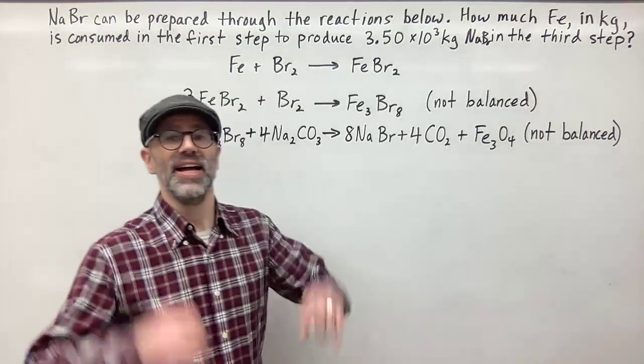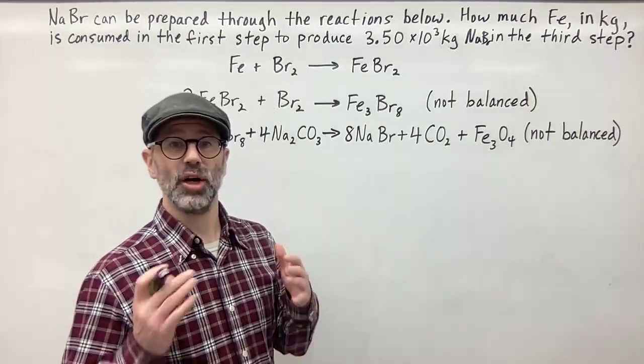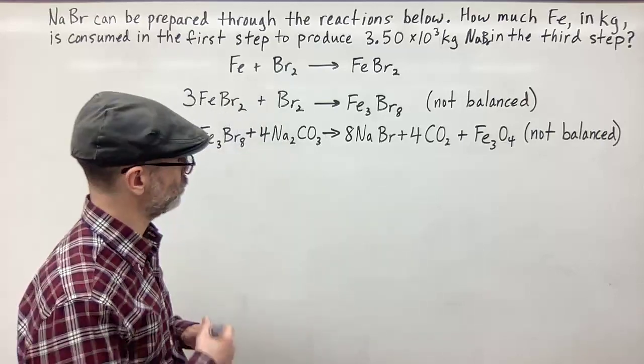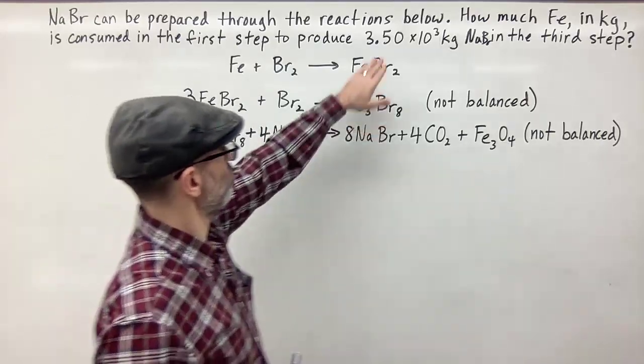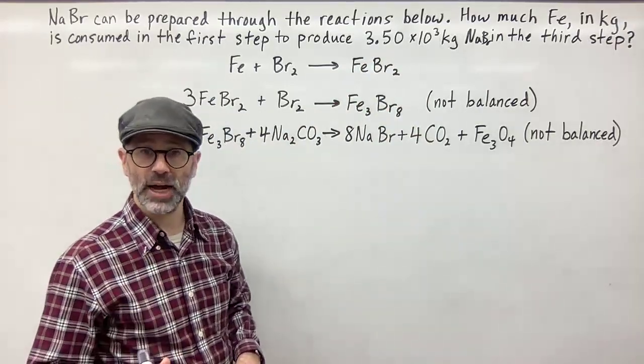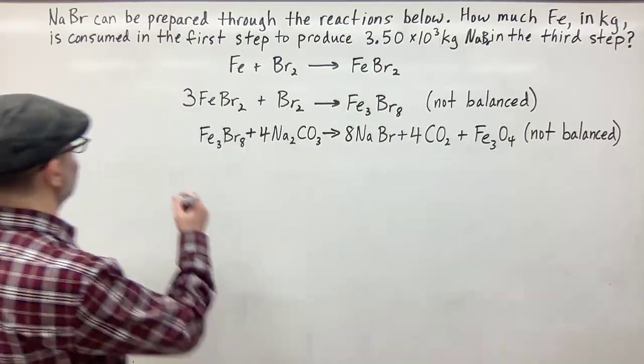Now I can do the conversions using the mole ratios. Okay, so they give me 3.50 times 10 to the third kilograms of NaBr. So we're going to start with that.